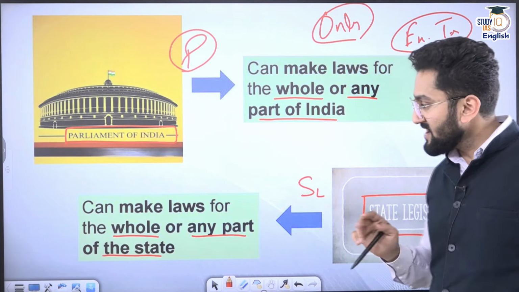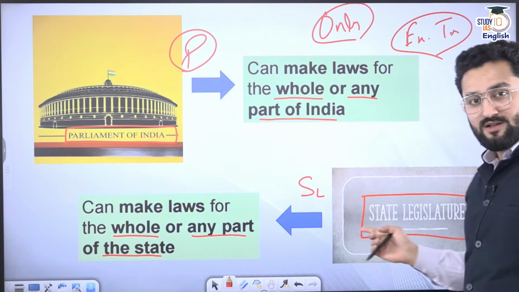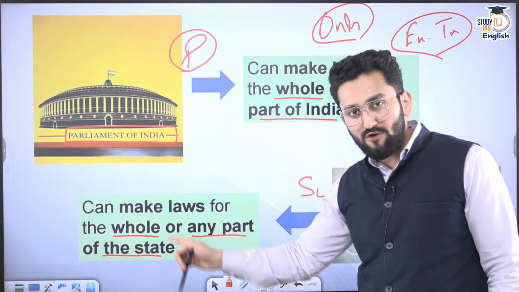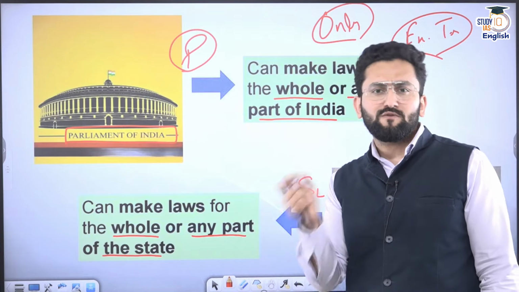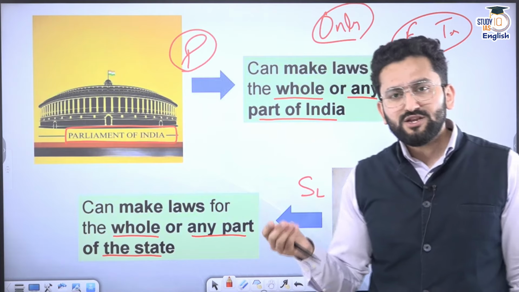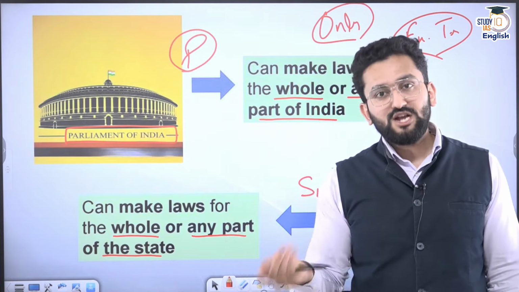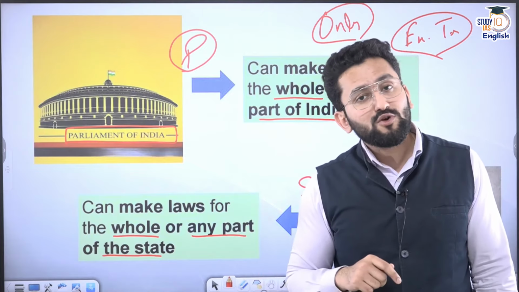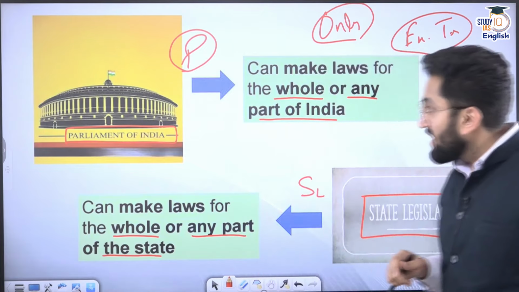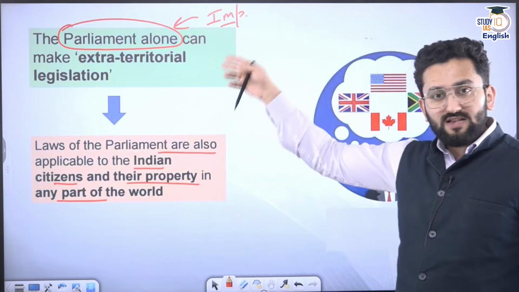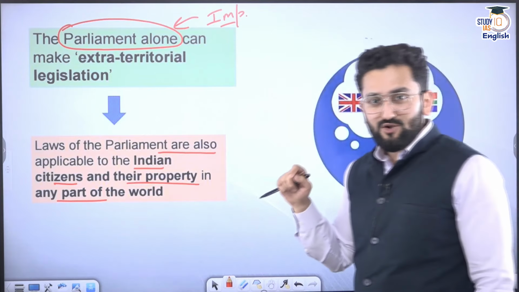Clear? When it comes to state legislature, it can make law for whole of state as well as for part of state. For example, Madhya Pradesh legislature may make a law which is going to be applied for only 2 districts. If conditions are such, they can apply this law for 2 districts. Okay. Parliament alone has this power, extra territorial.